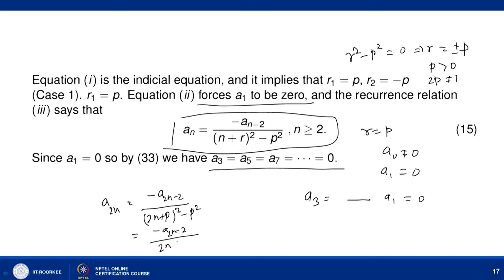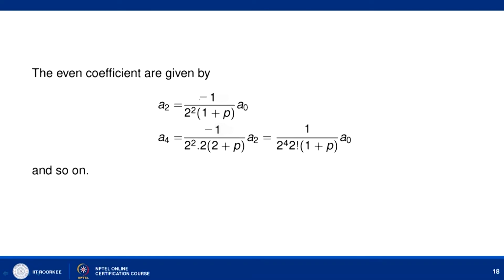Or we can simplify this further: (2n + p)² − p² is 2n into (2n + 2p), and this is valid when n equals 1, 2 and so on. If you simplify this further, a2n is going to be minus a(2n−2), and taking 2 out, divided by 2² n into (n + p). So a2 is minus a0 divided by 2² (1 + p) times a0.